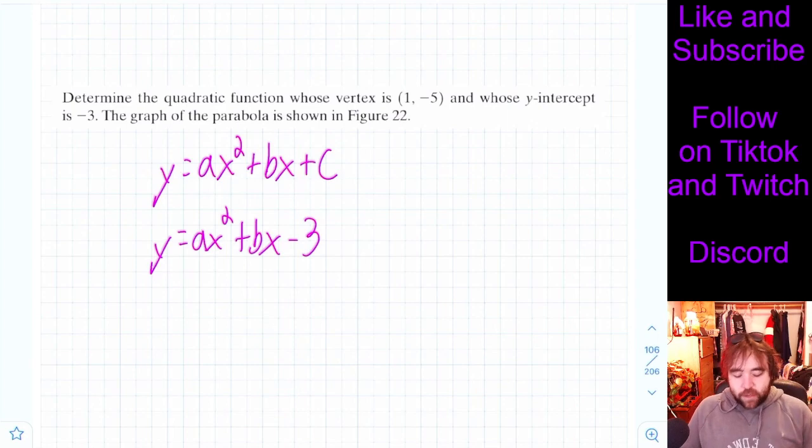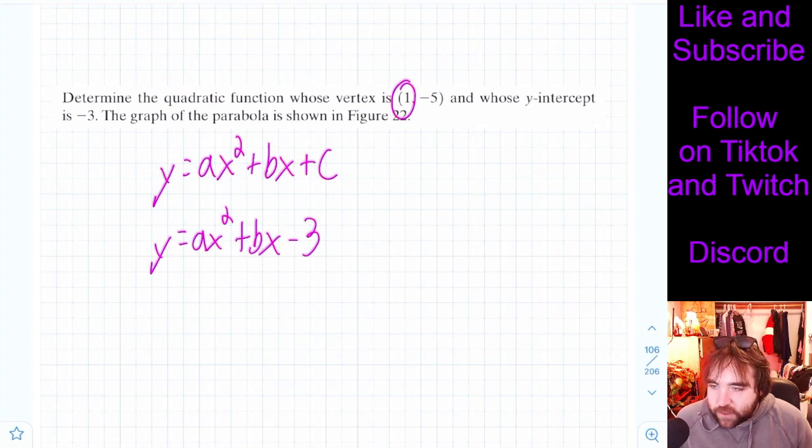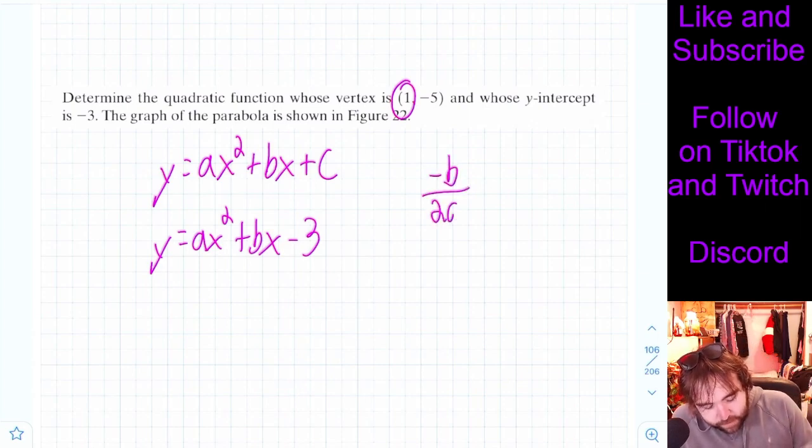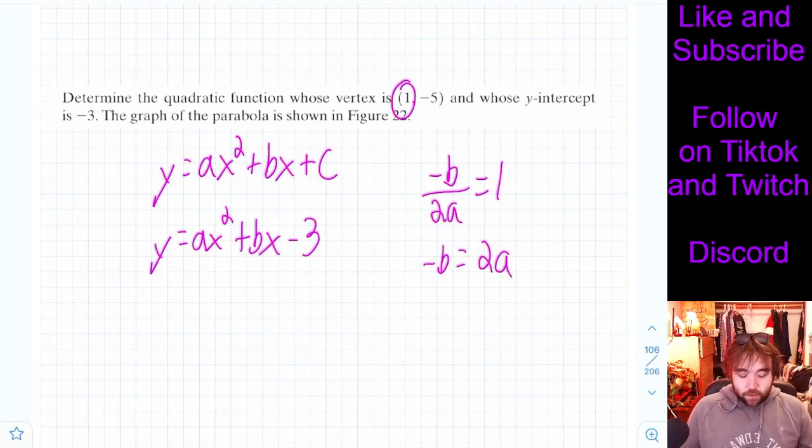And then what else do we know? Think about what we said about the vertex. -b over 2a gets you the x coordinate of the vertex. So we can just write that because we're using b and a. So negative b over 2a equals 1. Or in other words, cross multiply negative b equals 2a.